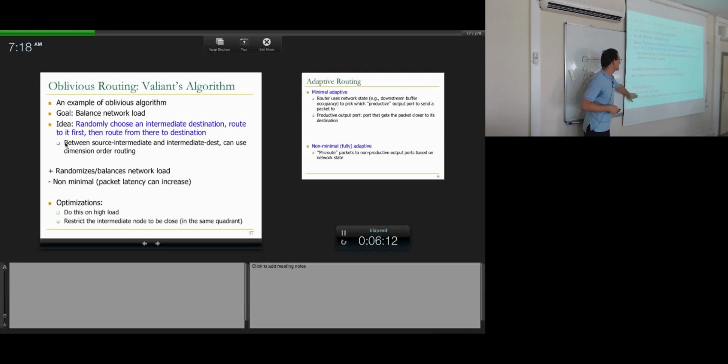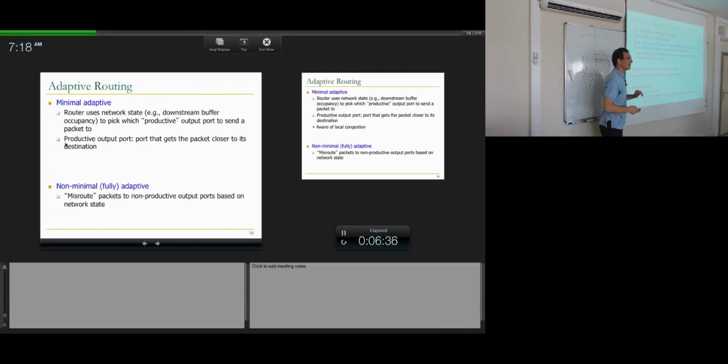And you can also restrict the intermediate node to be close. So for example, you can divide the network into quadrants like this. And if you're communicating from here to here, and maybe this is not the best example, you can only choose the intermediate node from here, but not from that part of the network. That way you can reduce the latency effect of this.